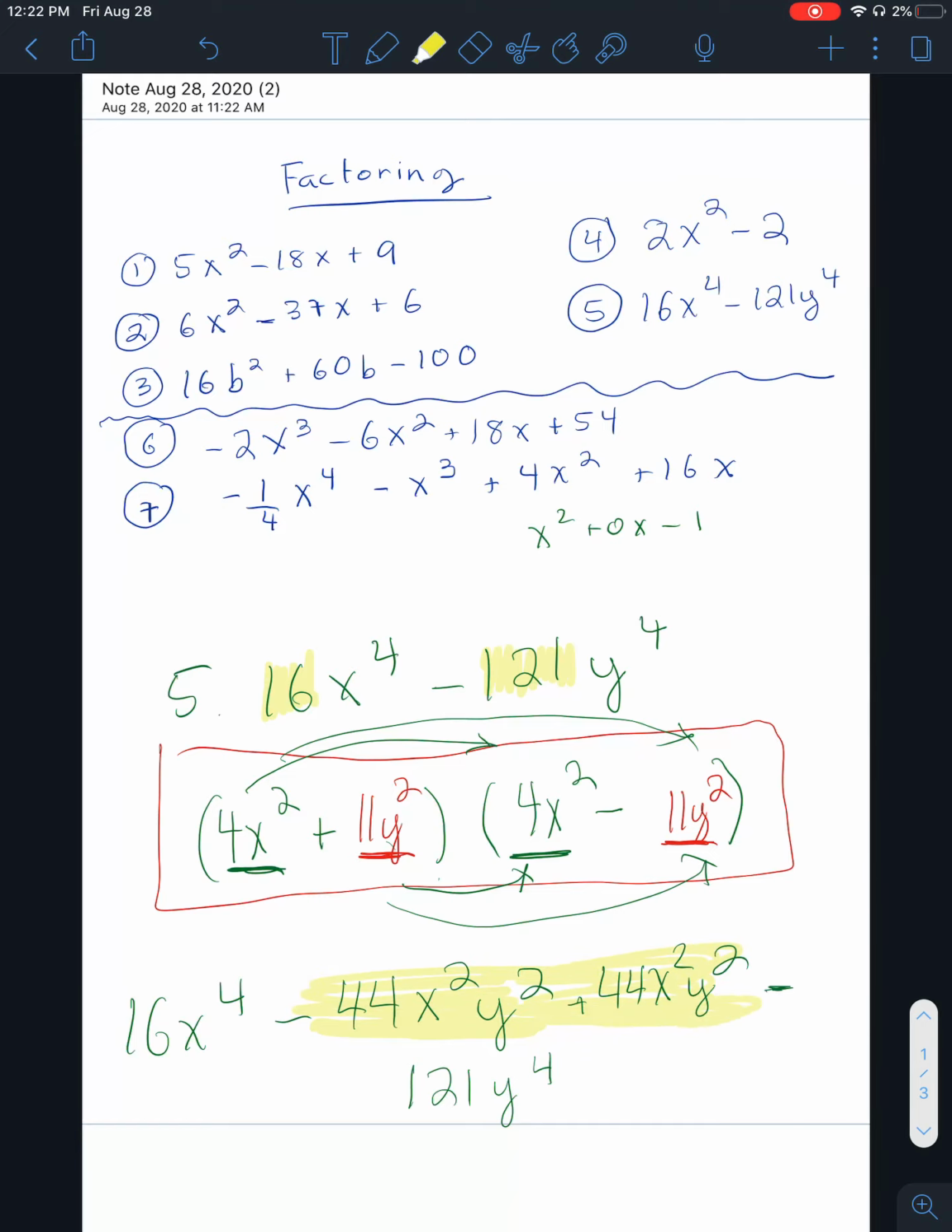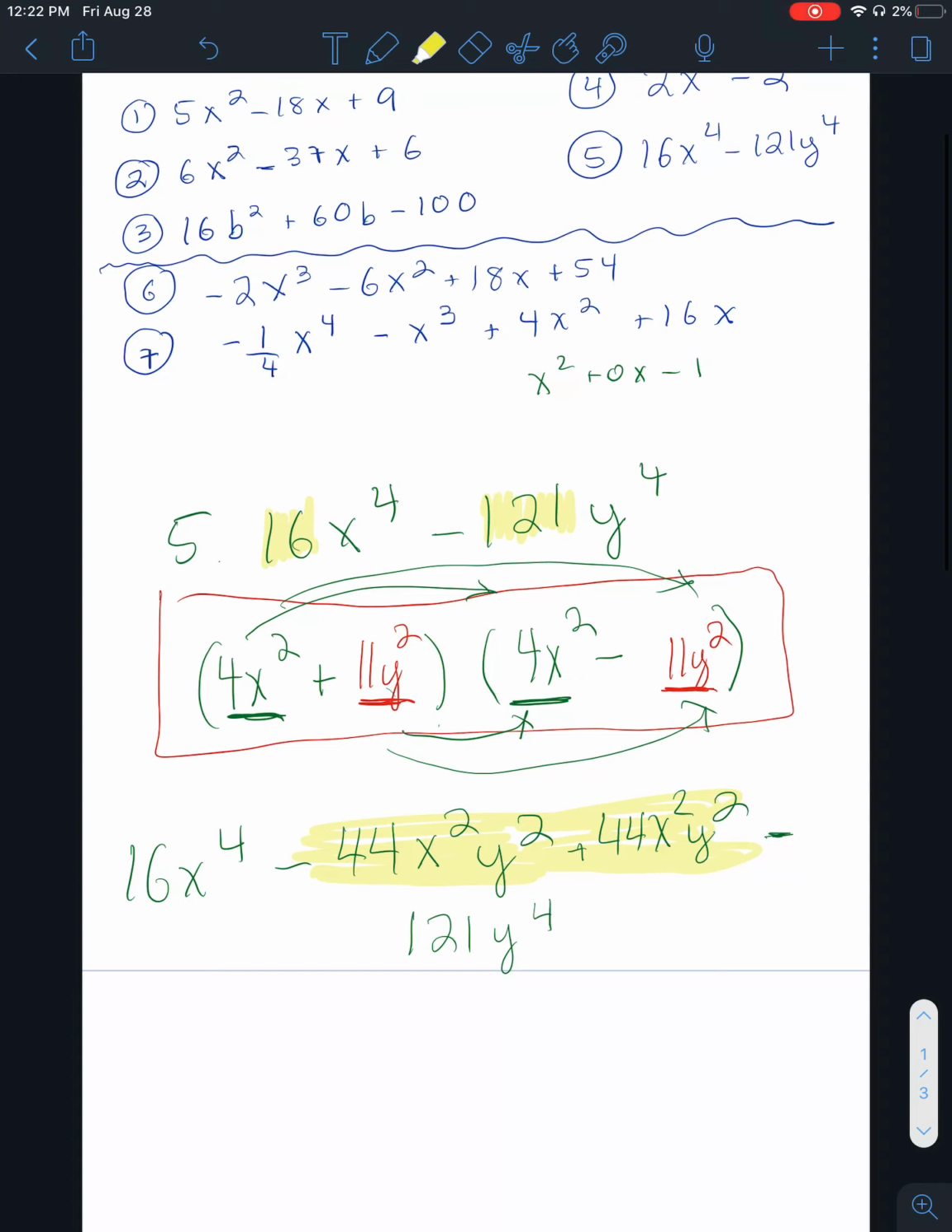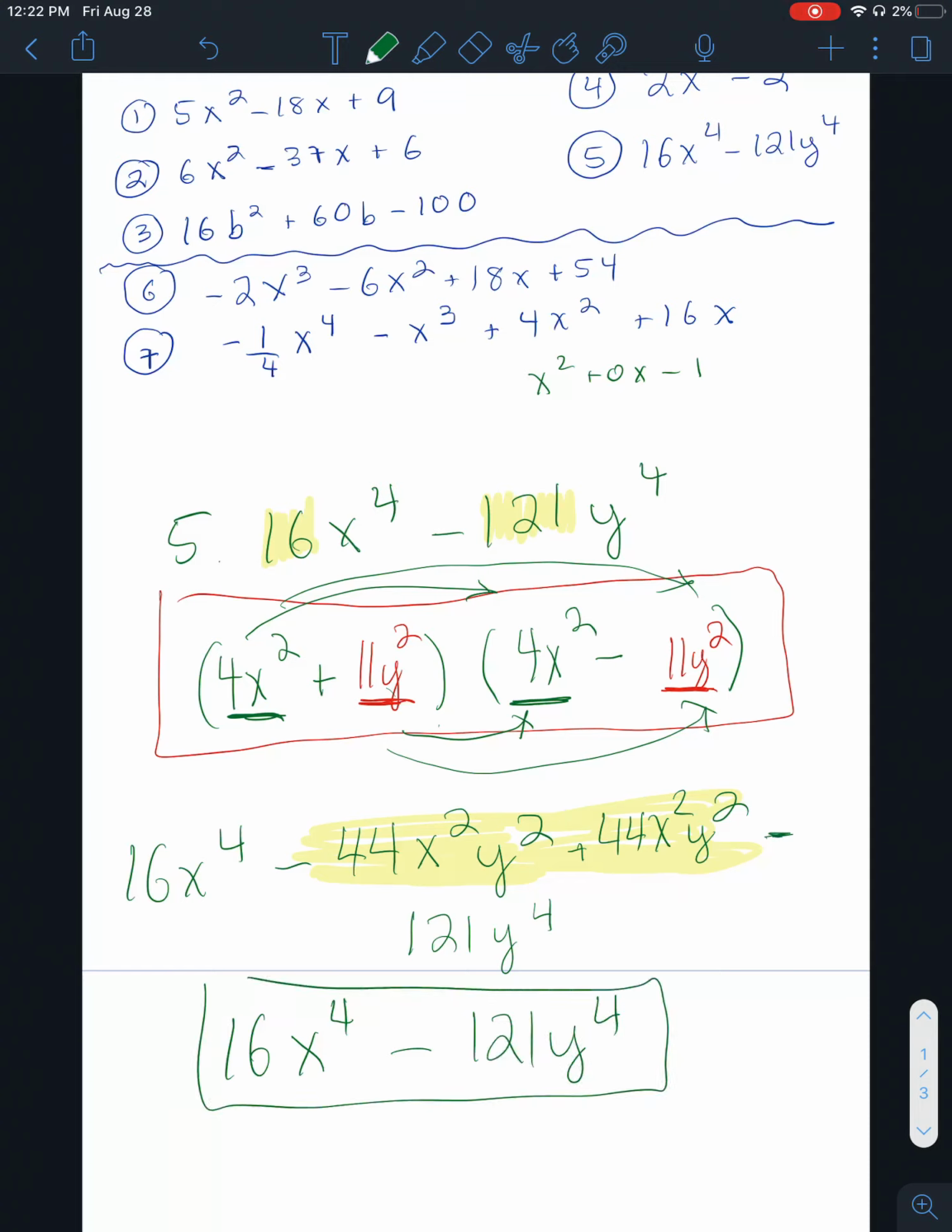I hope you pay attention to these middle parts right here, and you see that these should subtract to 0 because they're the same thing and they're opposite signs, so that goes away. And you are left with 16x to the fourth minus 121y to the fourth, which is the original problem that we had. So we have successfully checked it, and this right here is the factored form.